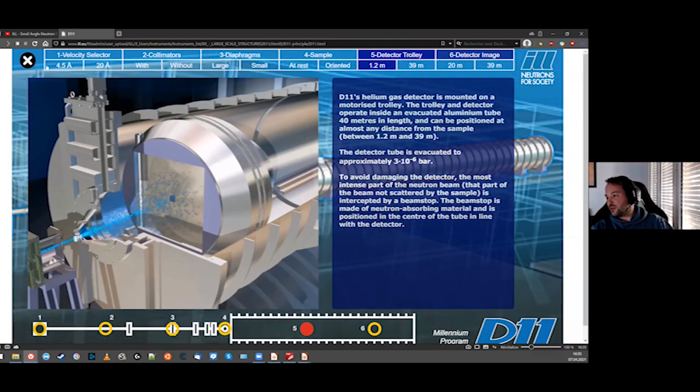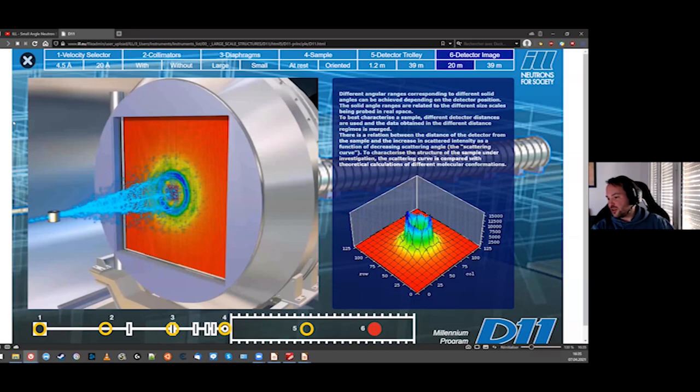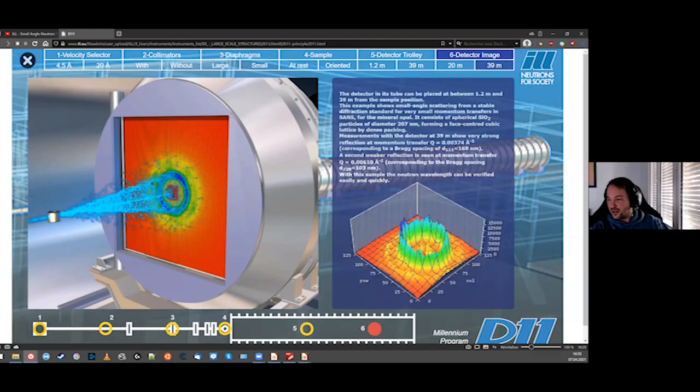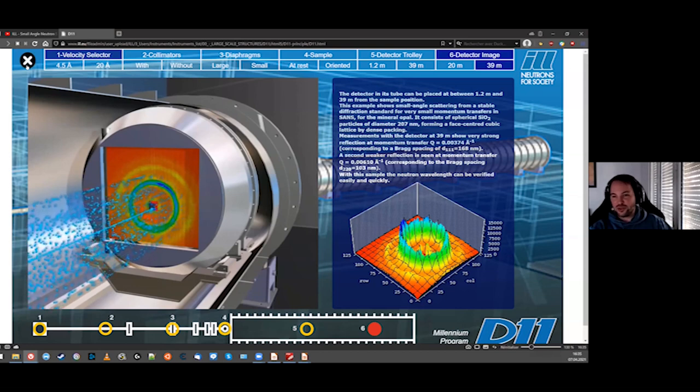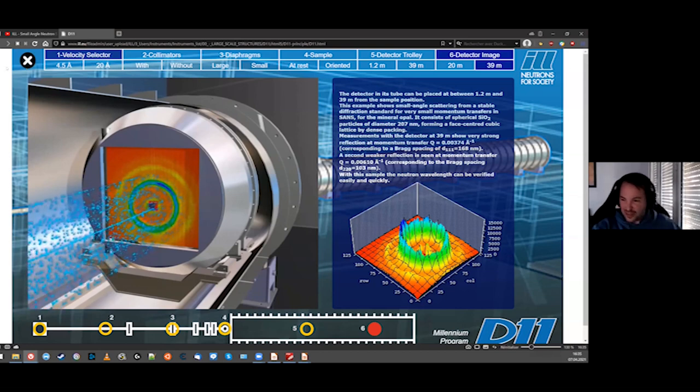A little example of images is here, the image of a sample with the detector at 20 meters after the sample. We have a nice ring plus a blurred out secondary ring, which we can't see. But then at 39 meters, that yellow part that was kind of blurred out, now we can see has another ring. Unfortunately, one big thing limiting those angles is the distance here. D11, which already has a tube of 40 meters, is unfortunately limited by size.